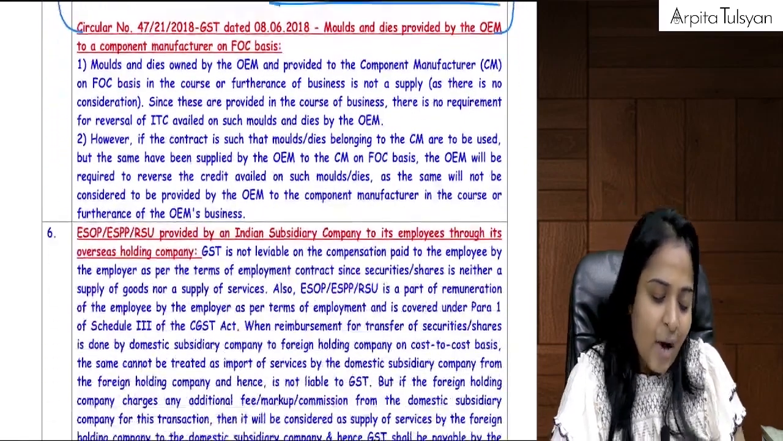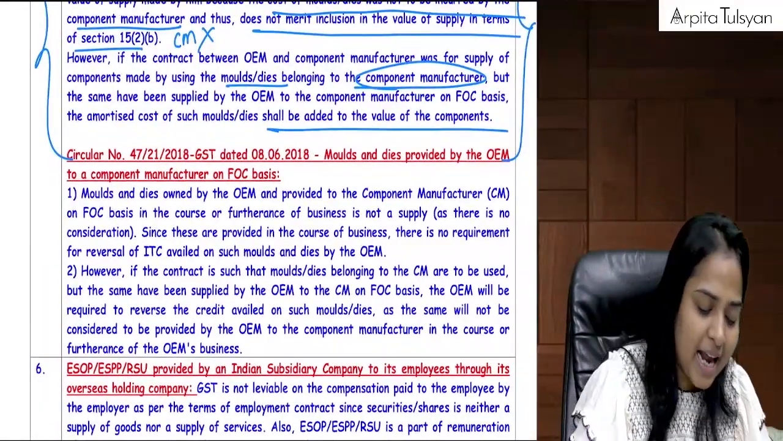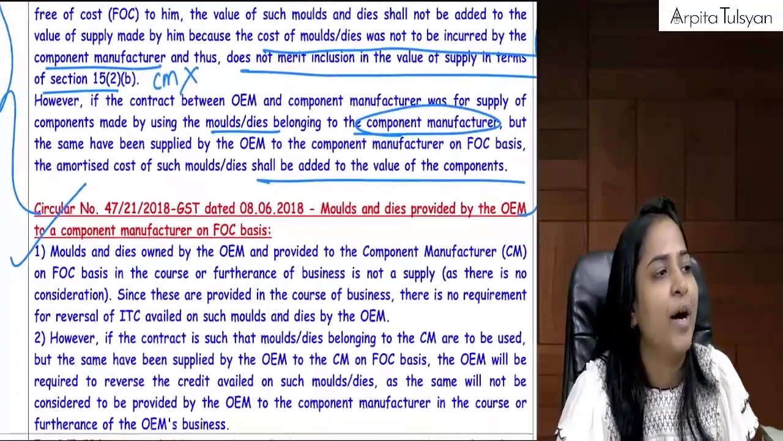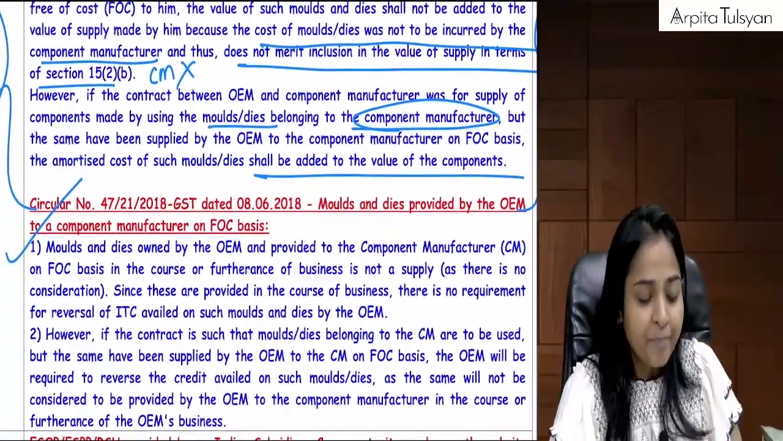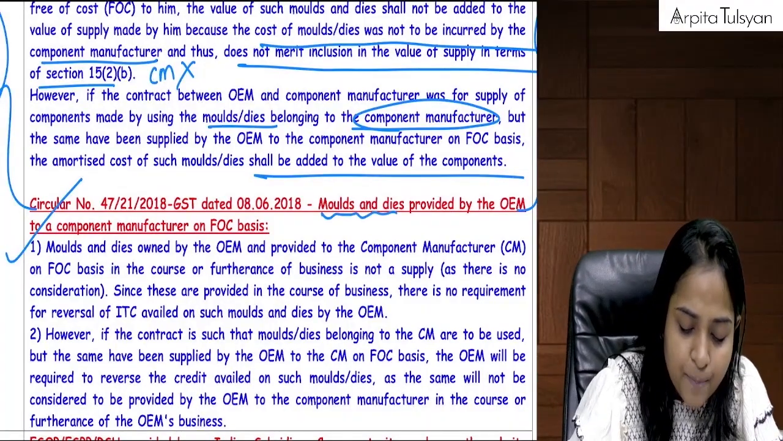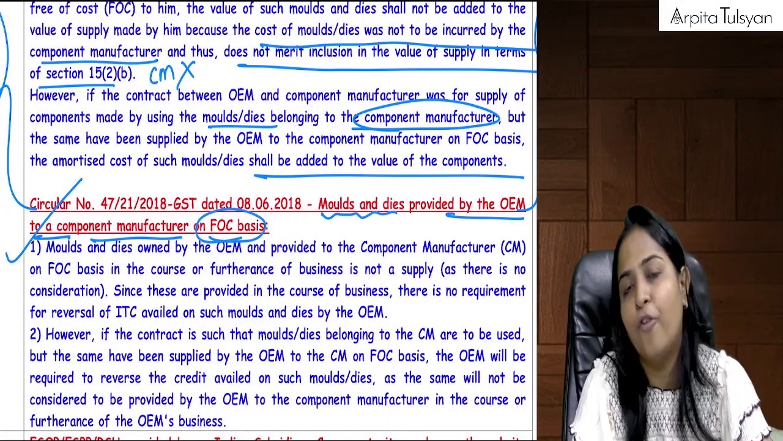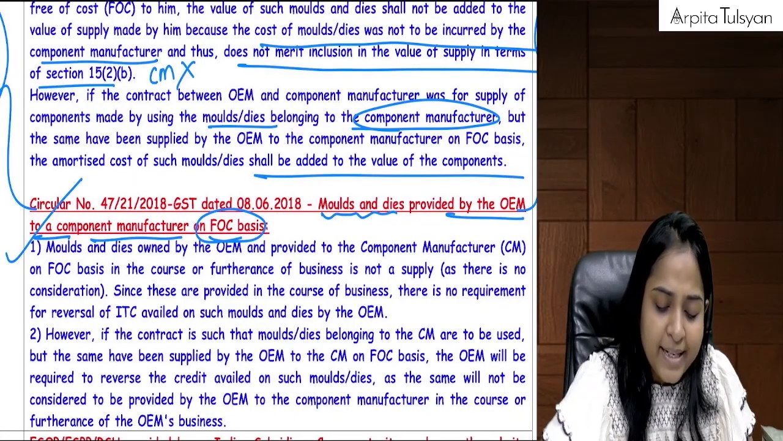Yes? Okay. And the last one. The last point relating to molds and dies which is coming up here. Please try to understand. Now, the molds and dies provided by the original equipment manufacturer to a component manufacturer on a free of cost basis. Okay, please try to understand.